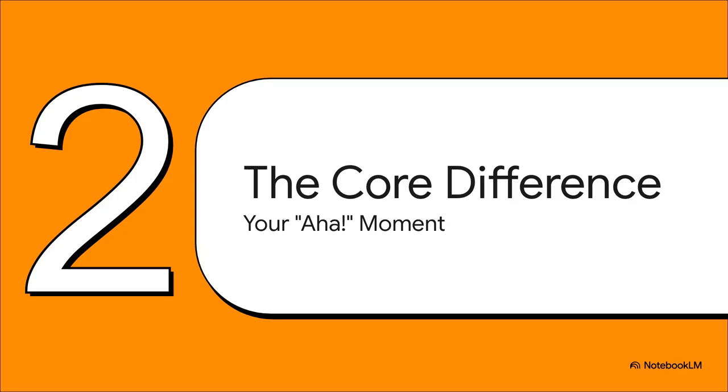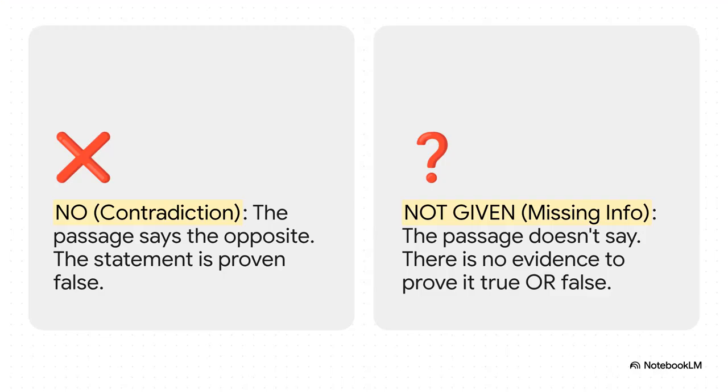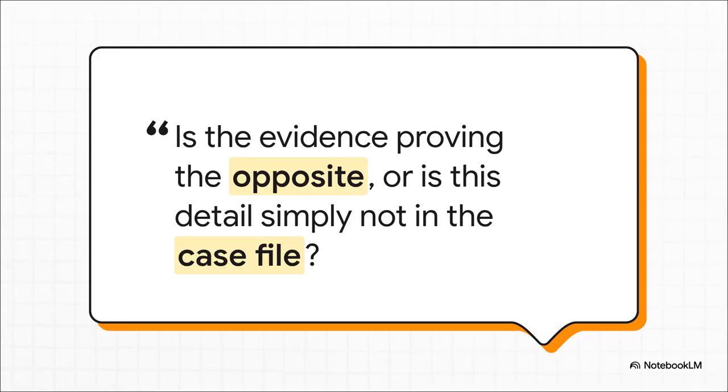And this, right here, this is the key. This is designed to be your big aha moment. Once you really, truly get this distinction, I promise, everything else just clicks into place. Okay, look at this. It's so important. For an answer to be no, you need to find evidence in the text that directly contradicts the statement. It actively proves it's false. But for not given, you're looking for, well, nothing. There is a complete absence of information. The text doesn't prove it's true, and it doesn't prove it's false. It's just a void.